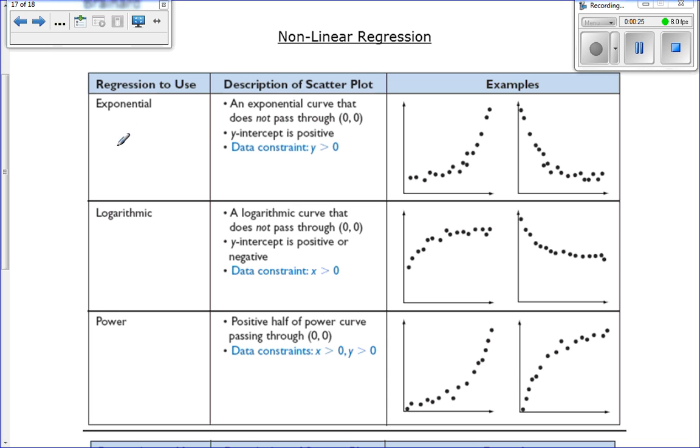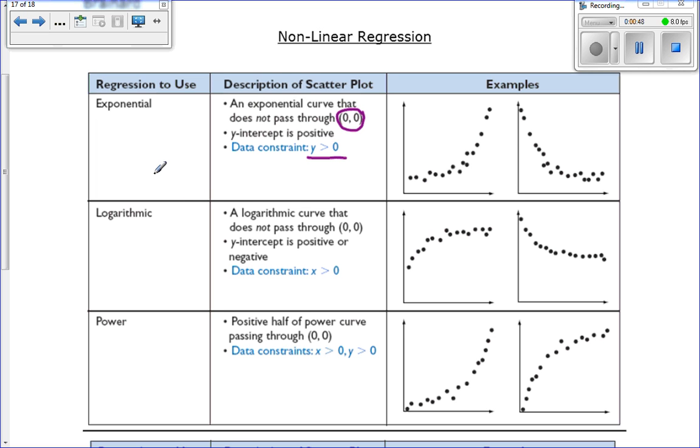We have one that's exponential, and it's an exponential curve that does not pass through the point 0, 0. This is huge. That's very important. Exponential functions do not go through the point 0, 0. So the y-intercept is positive, and my data constraint means that y must be greater than 0.